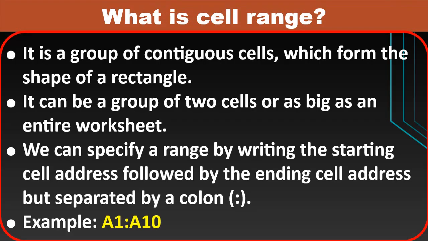So next is, what is a cell range. A cell range is a group of contiguous cells which form the shape of a rectangle. Means continuous. It can be a group of two cells or more than that, or as big as an entire worksheet. And we can specify a range by writing the starting cell address followed by the ending cell address, but separated by a colon symbol.